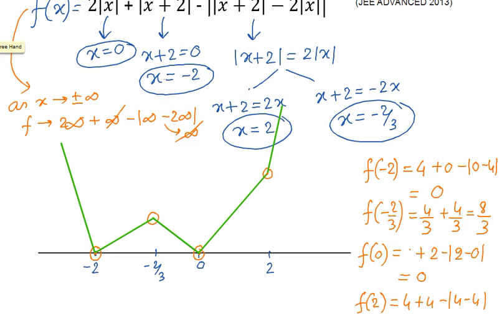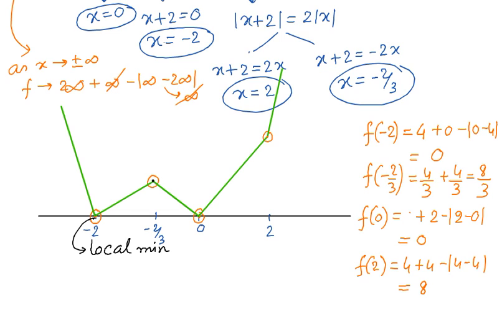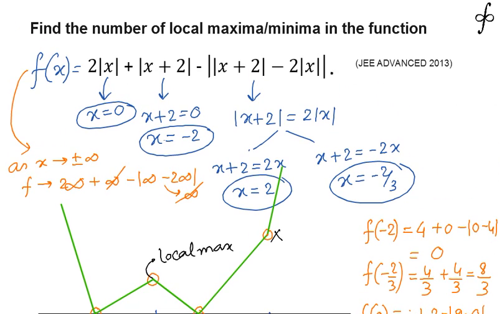Once we have the graph, we can predict the local maxima and minima. We can easily check that this is going to be a local minima, this is going to be a local maxima, and this is going to be another local minima. But this critical point does not have any extrema; that's quite clear from the graph. So in total we have 3 local maxima or minima. The answer for this question is 3.